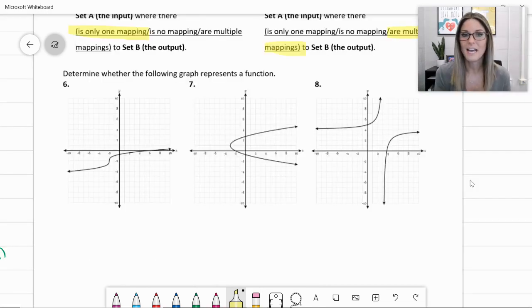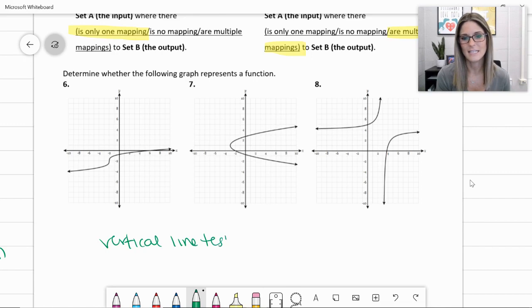The last type we're going to look at is the graph. So at the very beginning of the notes, we said a relation can be shown as a table, ordered pairs, a mapping diagram, and a graph. And we still want to determine whether a relation is special enough to be called a function. So the quickest way you can do this is with the vertical line test.